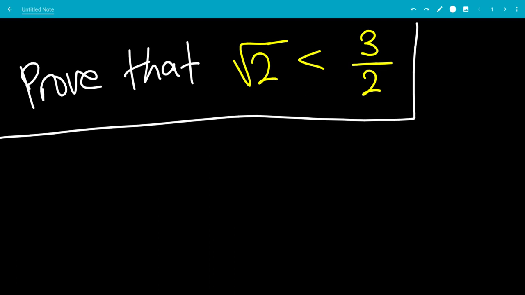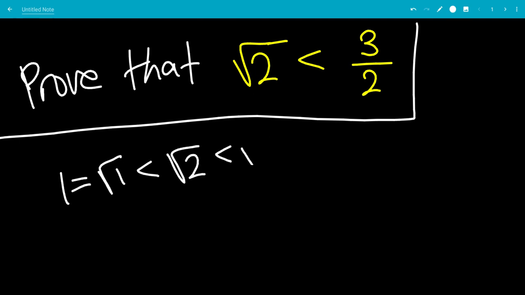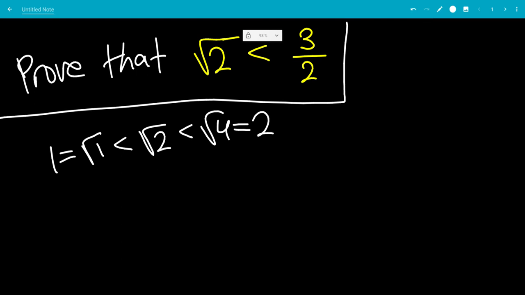In this video, we're going to prove that the square root of 2 is less than 3/2. We already know that the square root of 2 is bigger than the square root of 1, which is equal to 1, and the square root of 2 is less than the square root of 4, which is equal to 2. That just shows that the square root of 2 is less than 2, but we're also going to show that the square root of 2 is less than 3/2.